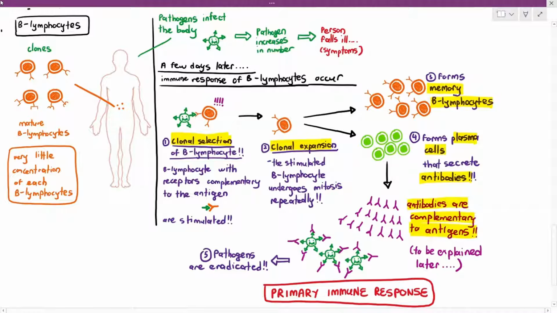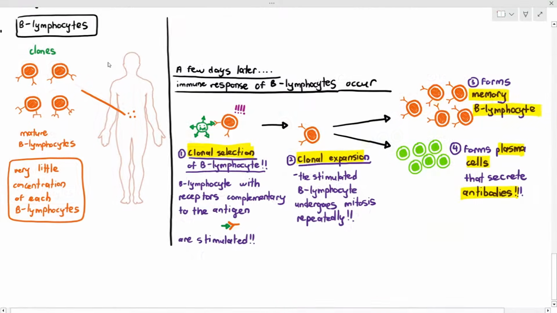So the primary immune response did save your body, but there was some collateral damage. The collateral damage being some of your body cells or some of your tissues that got killed in the process. Like for example, you had a sore throat, or you had some lung infection, or even diarrhea. That's not cool at all. However, here is where it becomes pretty interesting.